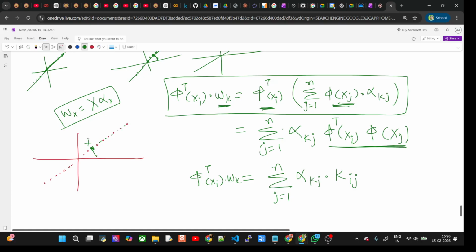And what is this? This point is nothing but your phi transpose xi into wk. And that wk, if I want to get the proxy in the higher dimension, not in lower dimension, is nothing but the summation of j equal to 1 to n, alpha kj, whatever alpha value you calculated, into k of i, j. That's all. Once you get these proxies, then you will get the variance.